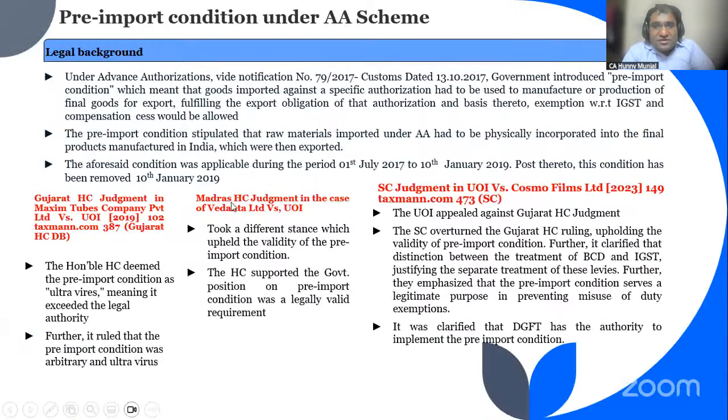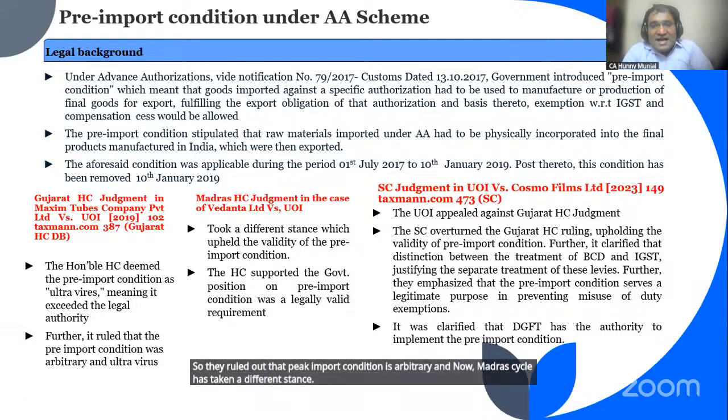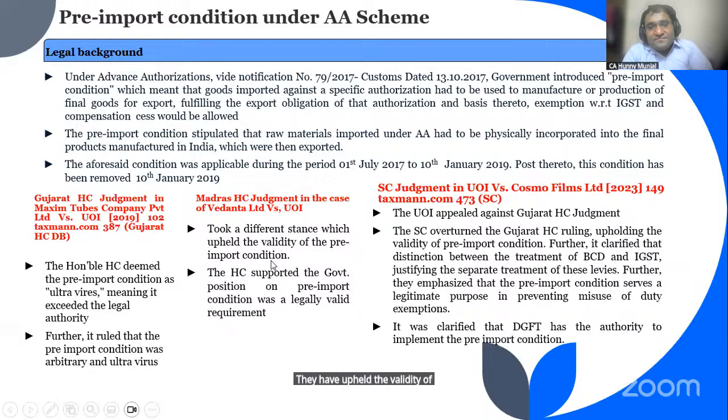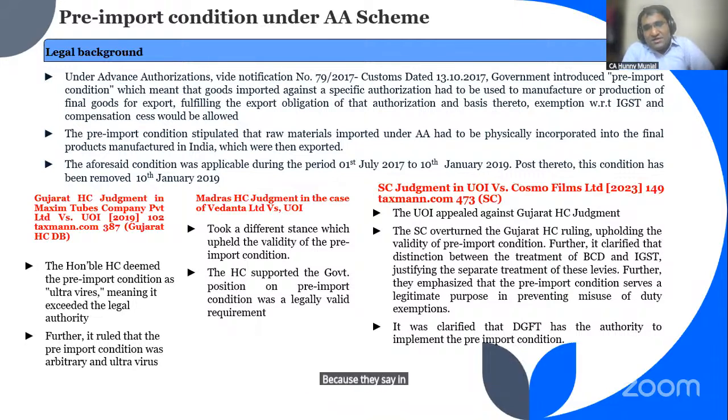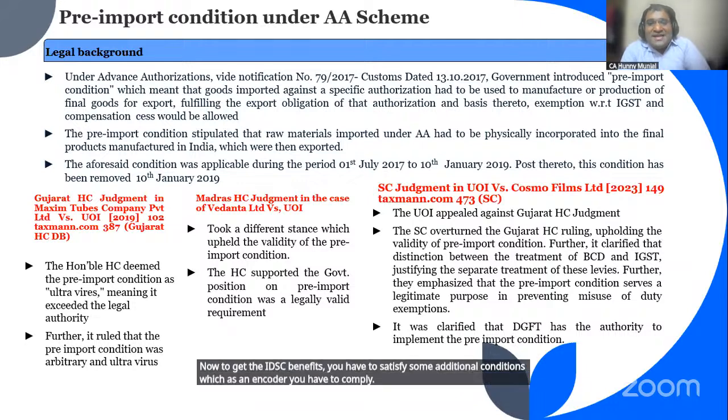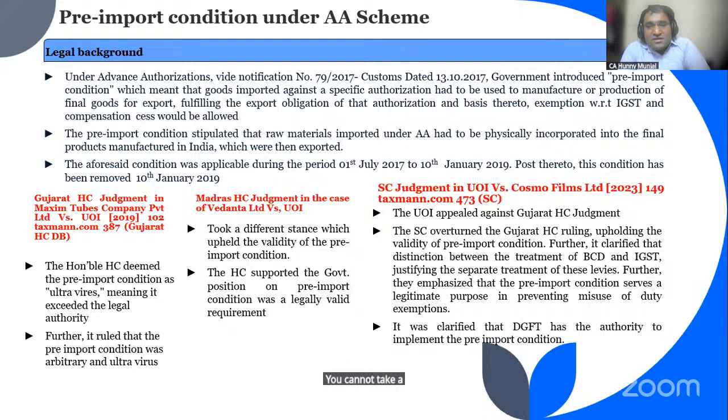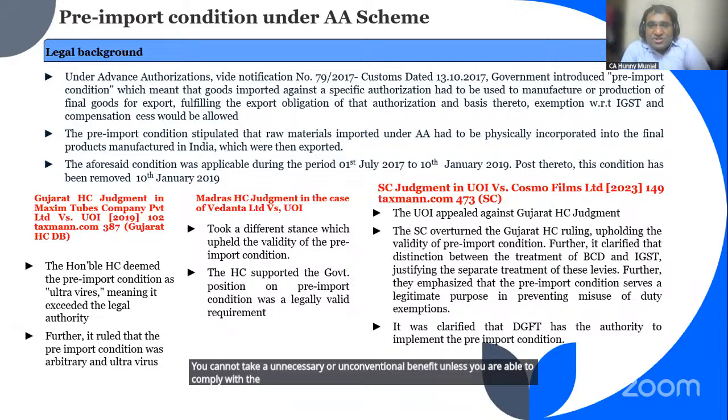Now, Madras High Court has taken a different stance. They have upheld the validity of free import condition. They have supported the government position by saying free import condition is legally valid because in a normal scheme, you were having a custom duty value. Now, to get the IGST benefit, you have to satisfy some additional conditions, which as an importer you have to comply. You cannot take an unconventional benefit unless you are able to comply with the condition with respect to exemption. And the same thing has been upheld by the Supreme Court.